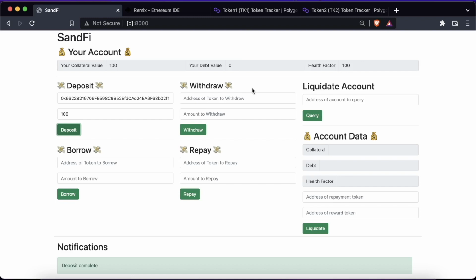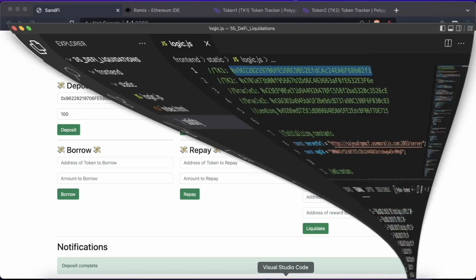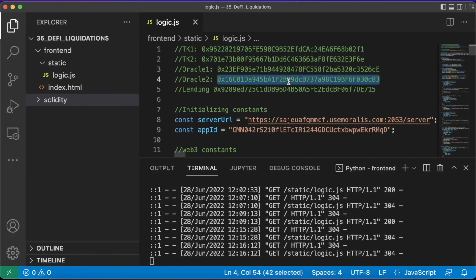Now we are going to have our secondary account deposit the secondary token as collateral, but for that we have to make sure that the secondary token price is actually the same as the primary token. We are going to go to this Oracle, and we are going to verify what is the current price.